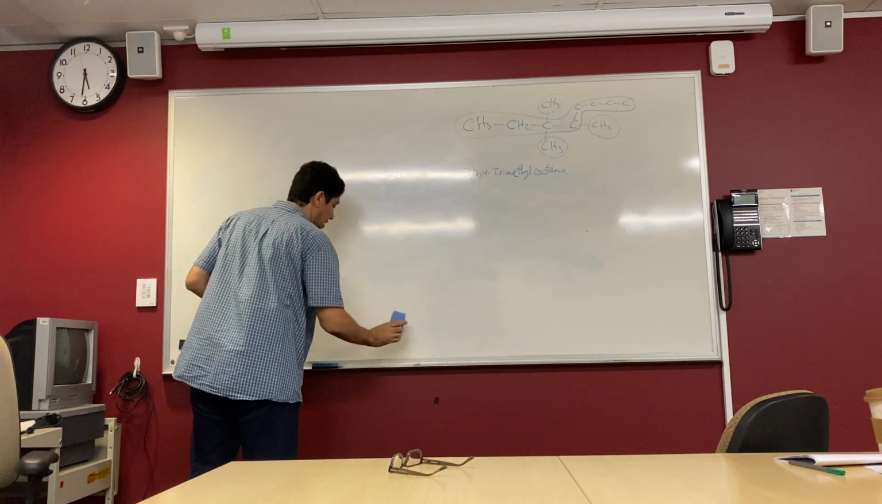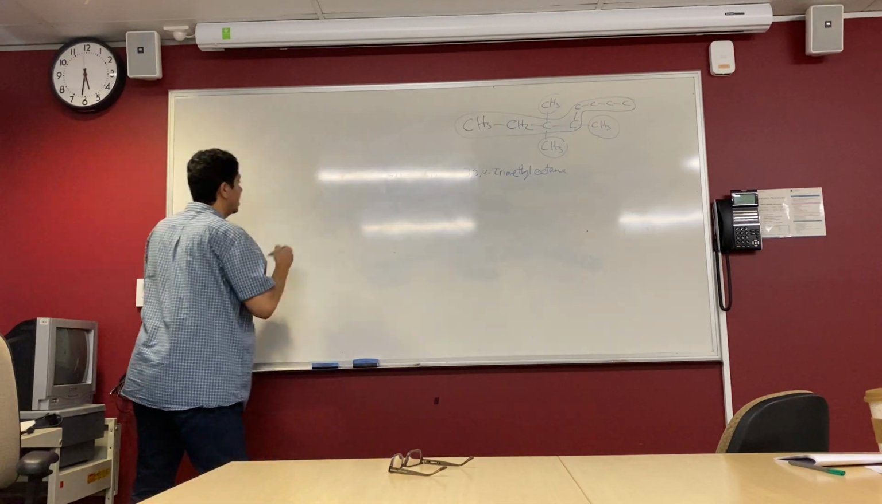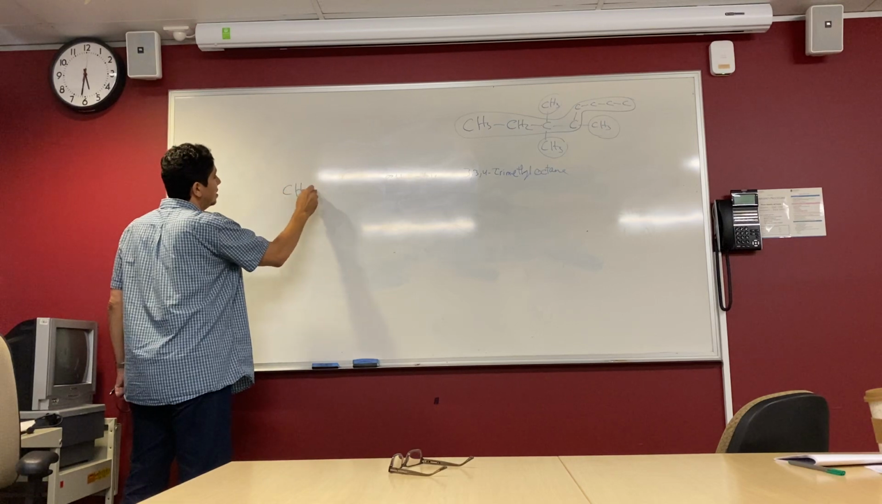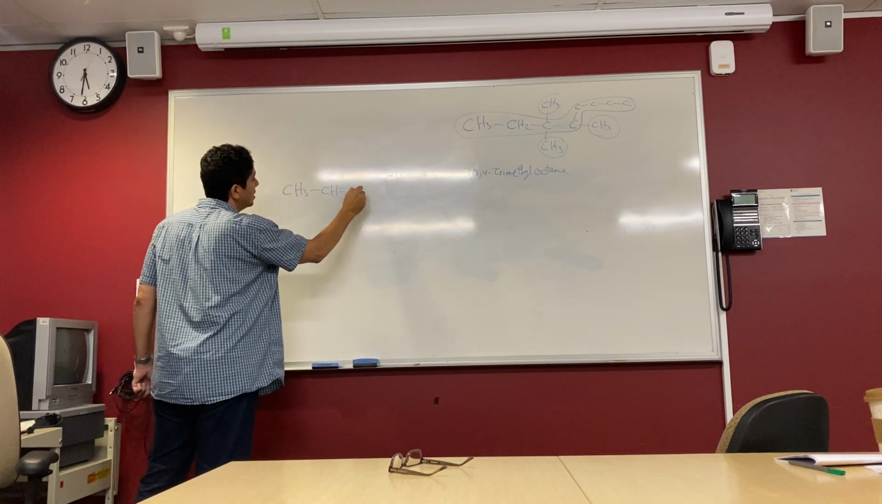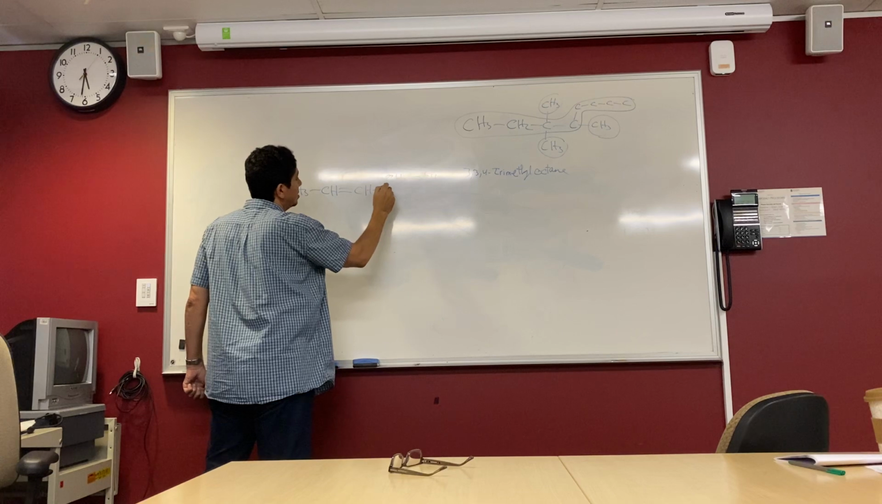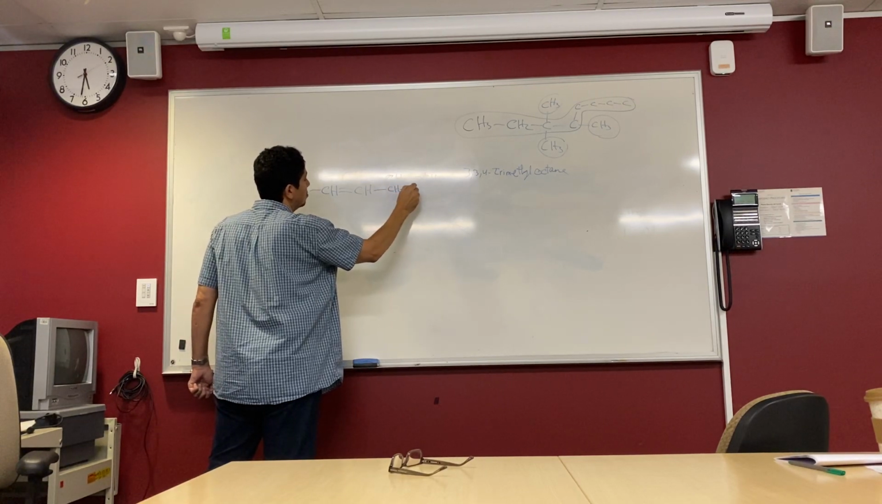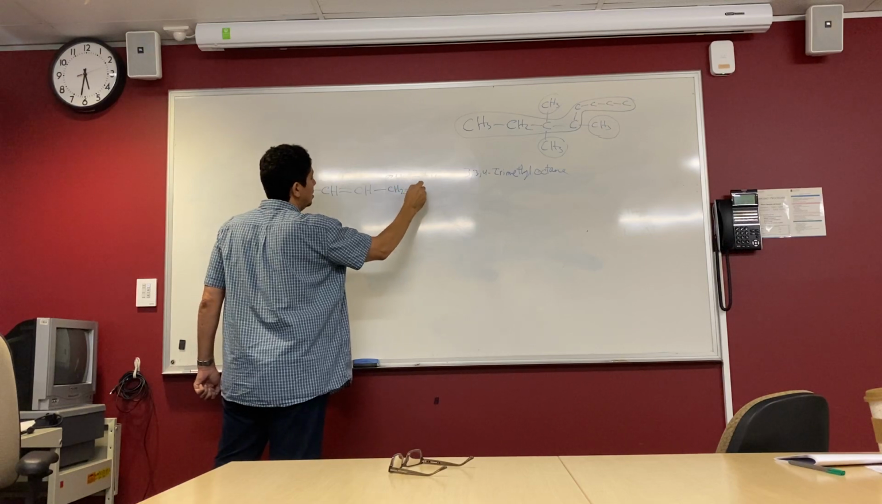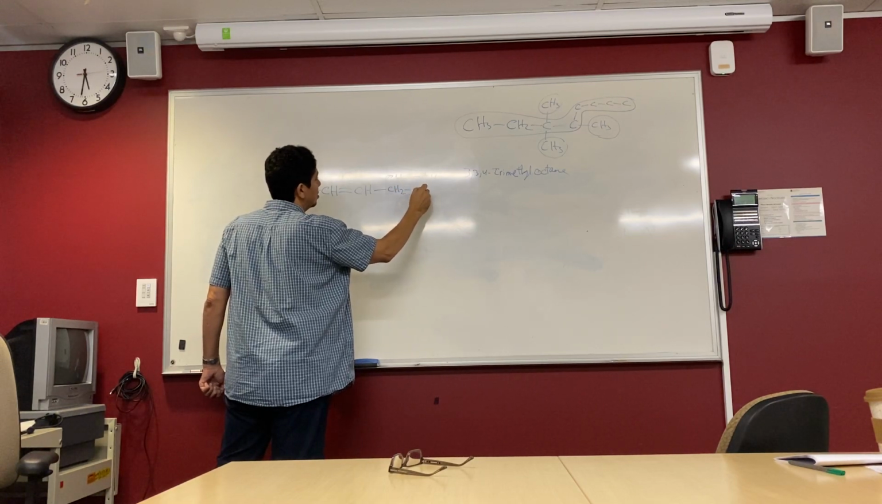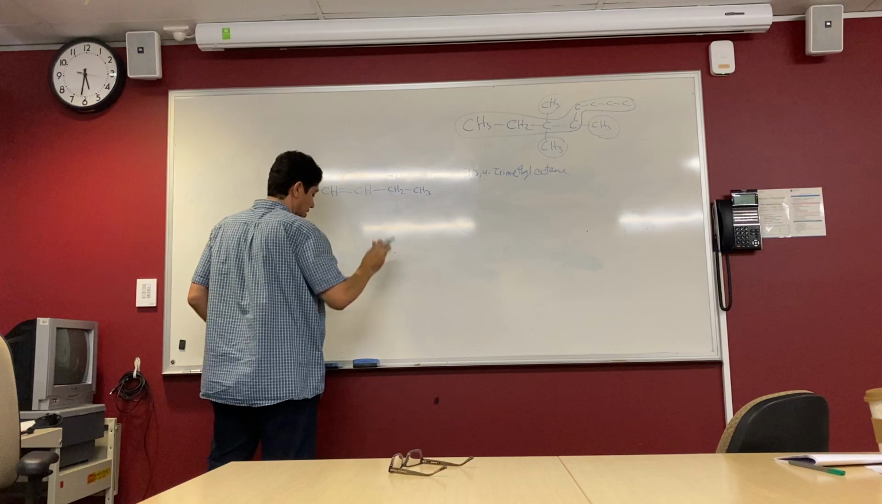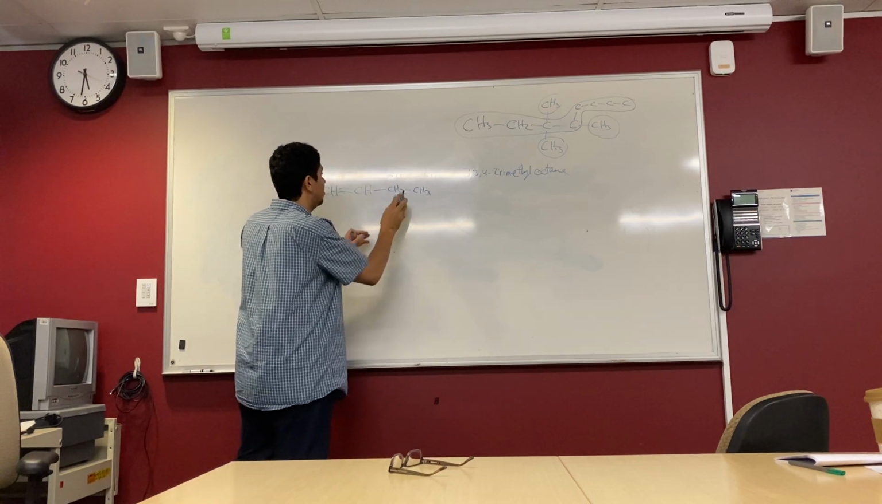What if we have something like this? CH3, CH, double bond, CH, CH2, 3. Or we can take one hydrogen from here.